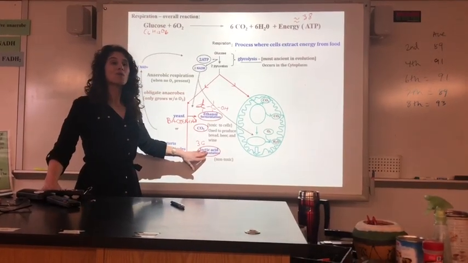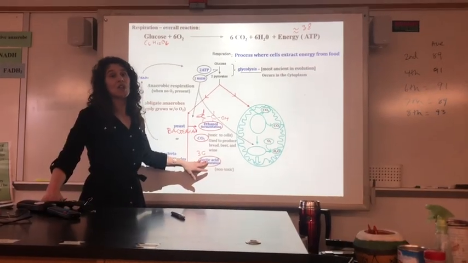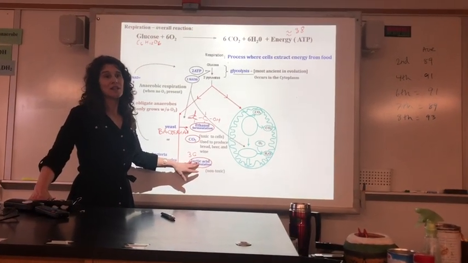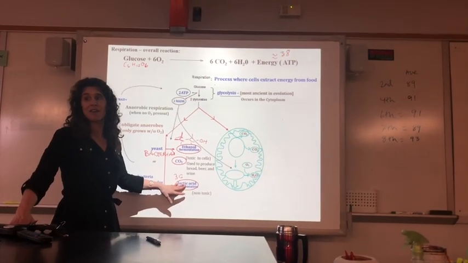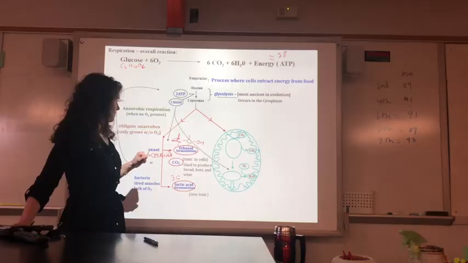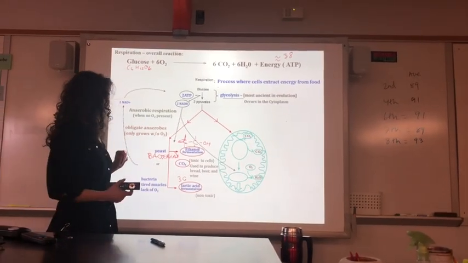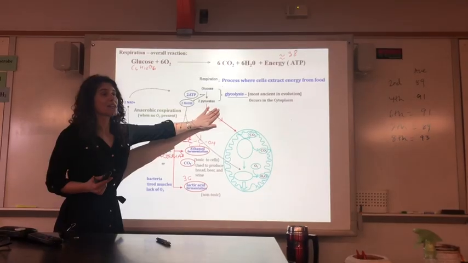This tends to happen when you're running sprints, or if you're lifting heavy weights, or lifting lower weights at very high reps. Like if you've ever done 100, 200 squats and started to feel your legs burn, you know you're switching into anaerobic respiration. All right, so we talked about obligate anaerobes, and we're about to talk about organisms that can do both.